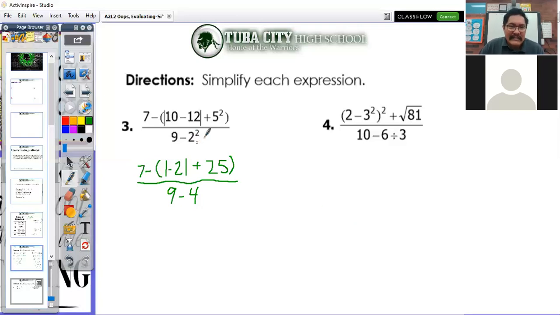Now, 2 squared is pretty easy because 2 squared is just going to be 4. And I still got more stuff going on, so I need to take care of this. I have a -2 in the absolute value, so that would become +2. And while I'm here, I can work on this whole thing in the parentheses. So 2 plus 25, that's 7 minus 27, because 2 plus 25 is 27. And 9 minus 4. Now remember, the top numbers are also grouped. So there's technically 3 groupings on that top number, but we don't really need them because we already know what to do.